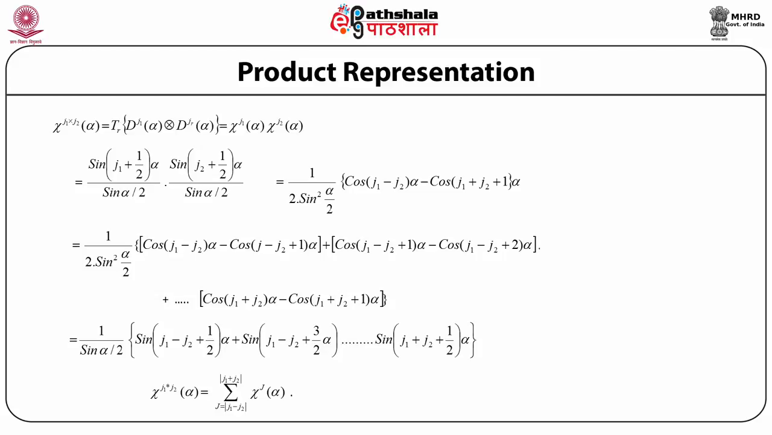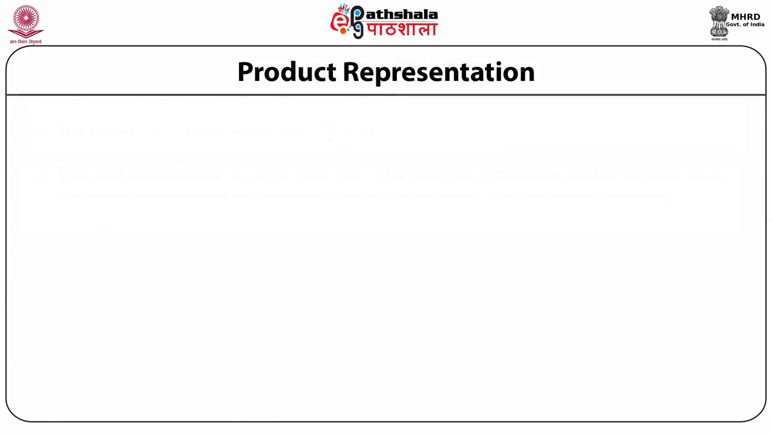This implies that the character of the product of the representation is the sum of the characters of chi of J alpha for a given group element alpha, summed over all values of J going from J1 minus J2 magnitude to J1 plus J2, which are 2J plus 1 in number. Therefore, from this expression of character, it implies that the direct product representation Dj1j2 of alpha, defined as Dj1 alpha into Dj2 alpha, can be resolved into a sum of irreducible representations Dj alpha, where the sum runs for all values of j from j1 minus j2 to j1 plus j2.